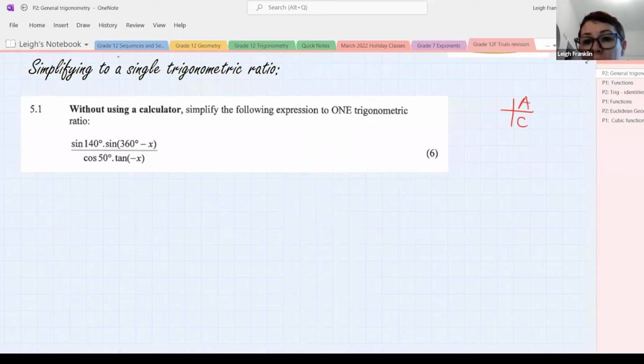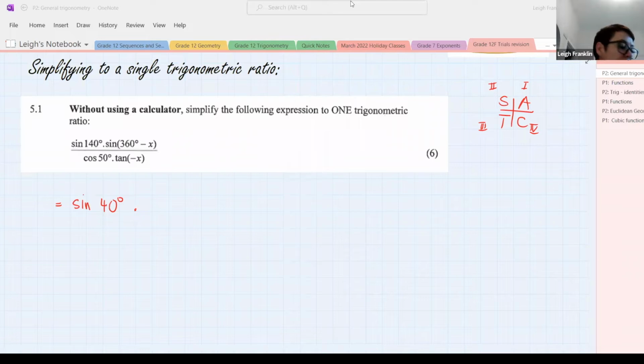CAST, of course this is quadrant number 1, this is quadrant number 2, this is quadrant number 3, and over here is quadrant number 4. Okay, so in quadrant 2 sine theta is positive, so sine 140 reduces to positive sine 40. Okay, sine 360 minus x reduces to what? You can pop your answer into the chat. Sine 360 minus x reduces to what, Matrix?